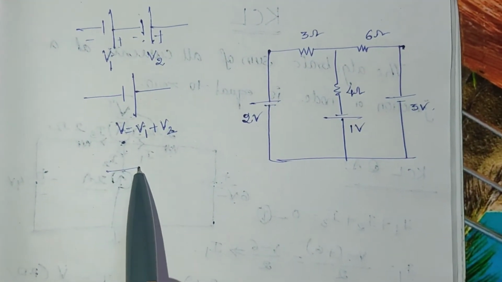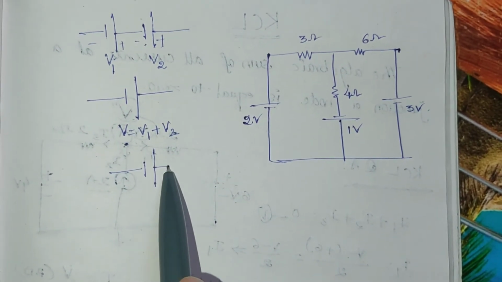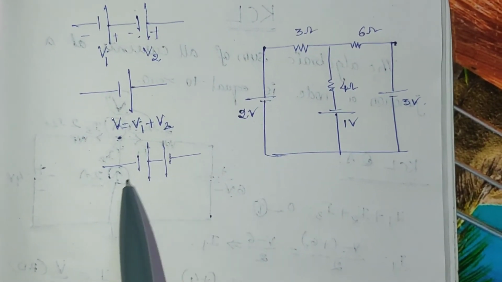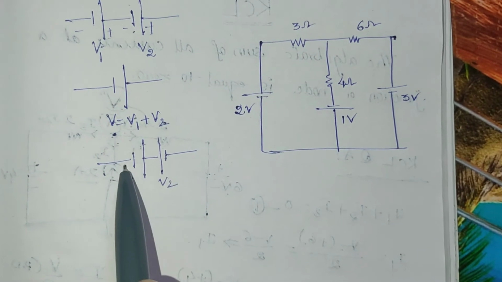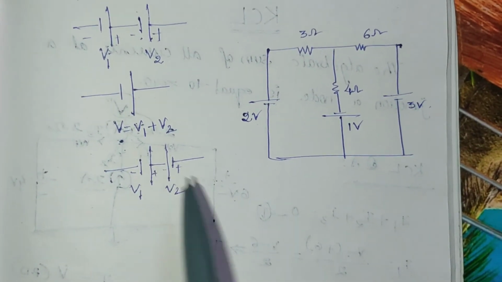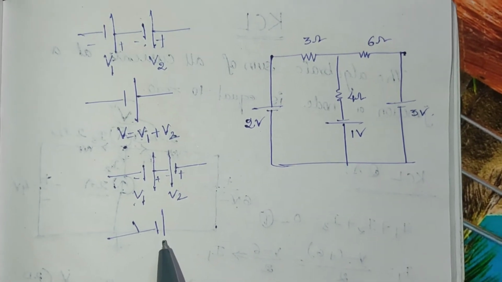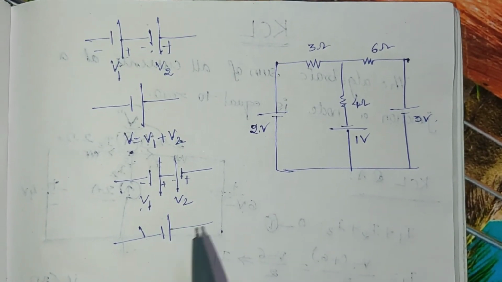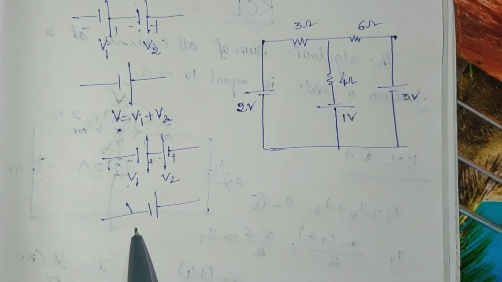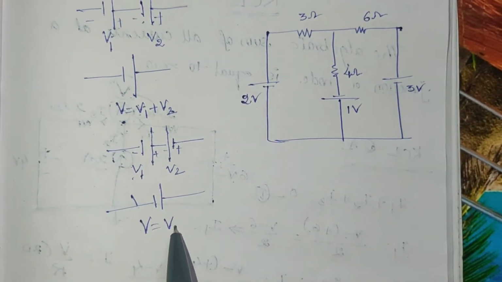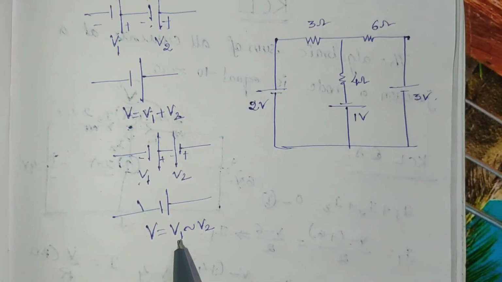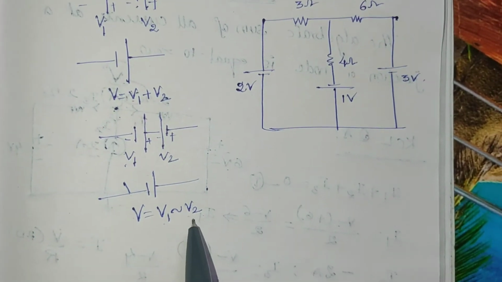There is another configuration, where the positive terminal is connected to a positive terminal. This is V1, this is V2, minus plus, minus plus. The overall voltage will be the difference, which means the voltages will be subtracted: V1 minus V2. If V1 is higher, there will be a positive voltage. If V2 is higher, that will be a negative voltage.